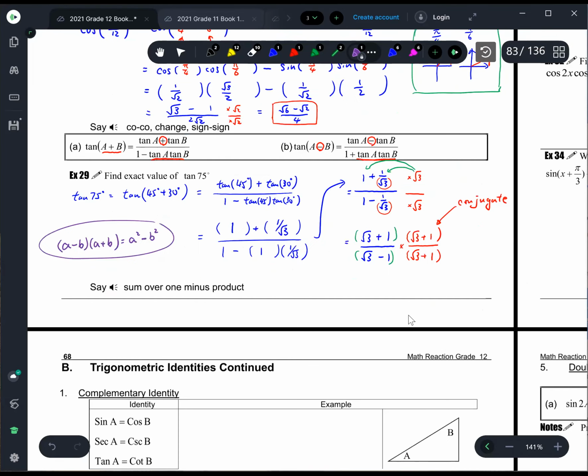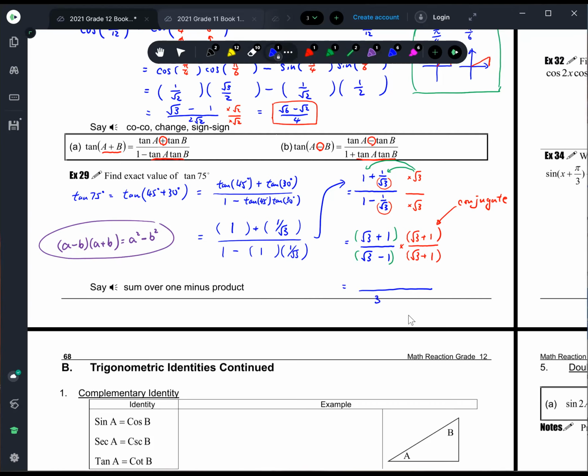So we're using that on the denominator, right? The a is square root 3, b is the 1. A minus b times a plus b, that's for the denominator part. So it equals a squared. A squared means square root 3 squared, so that will be 3. I'll do it slower. Square root 3 squared, minus b squared. B is 1, so 1 squared.